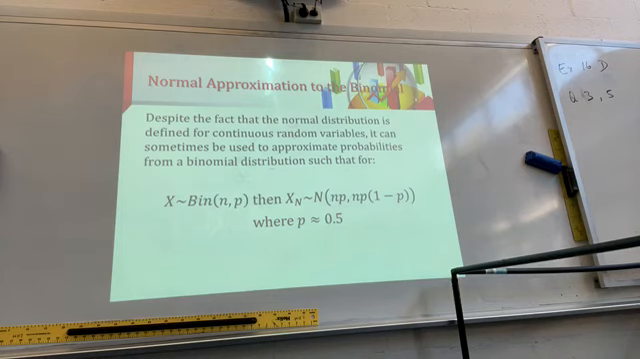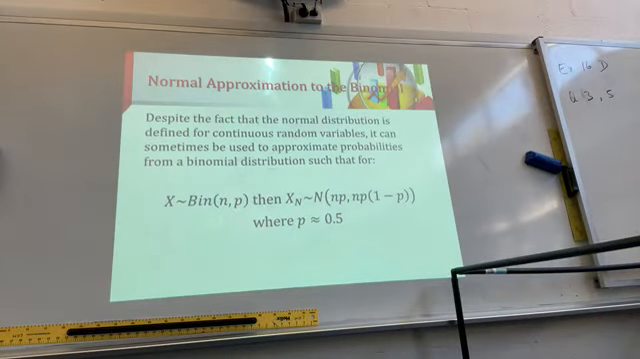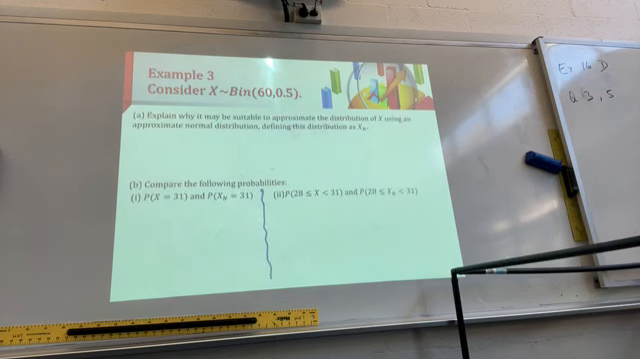How close to 0.5 does it have to be? Plus or minus 0.1, I would say. I will confirm that with you, but I think it's between 0.4 and 0.6. 0.7 will be too far away. So, 0.1. Now, let's have a look at example 3.